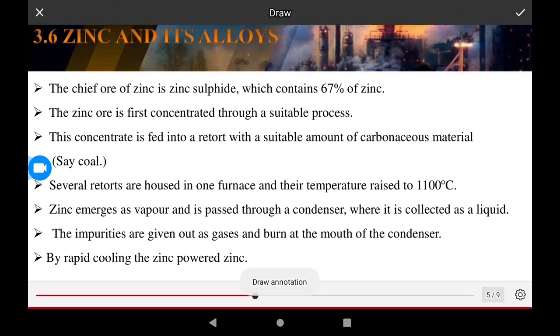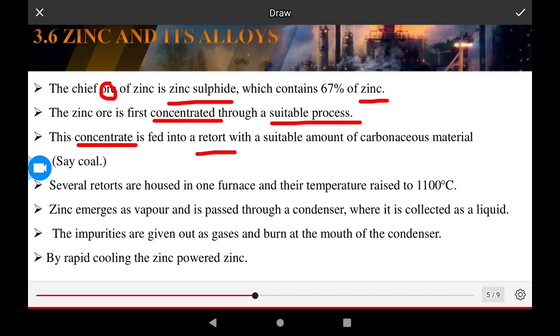Zinc and its alloys. The chief ore of zinc is zinc sulfide, which contains 67% of zinc. The zinc ore is first concentrated through a suitable process. This concentrate is fed into the retort with a suitable amount of carbon, a source of carbon, say coal.